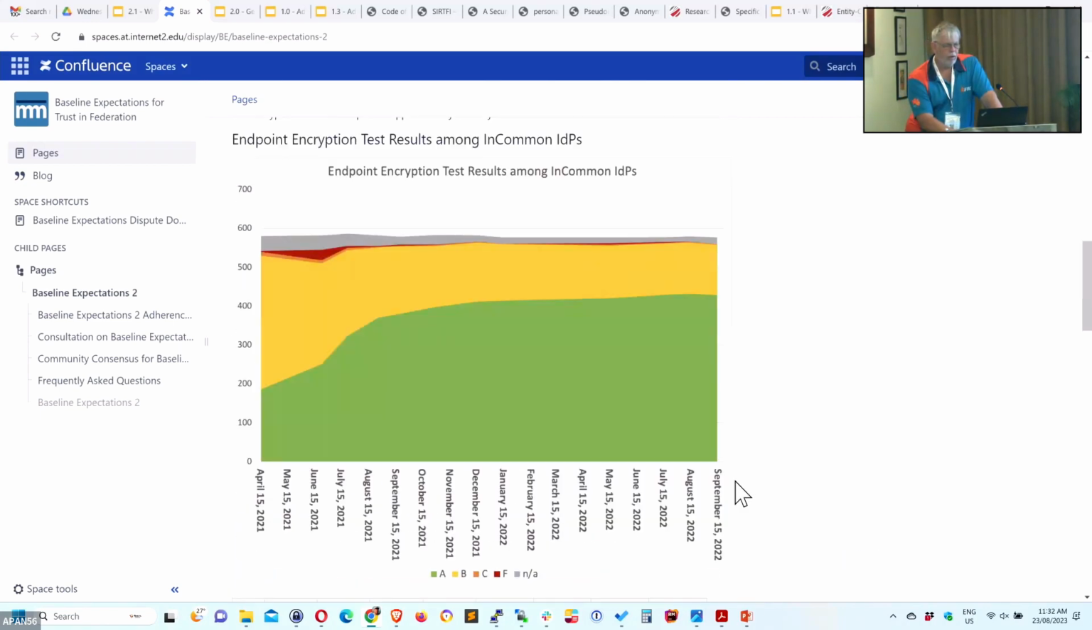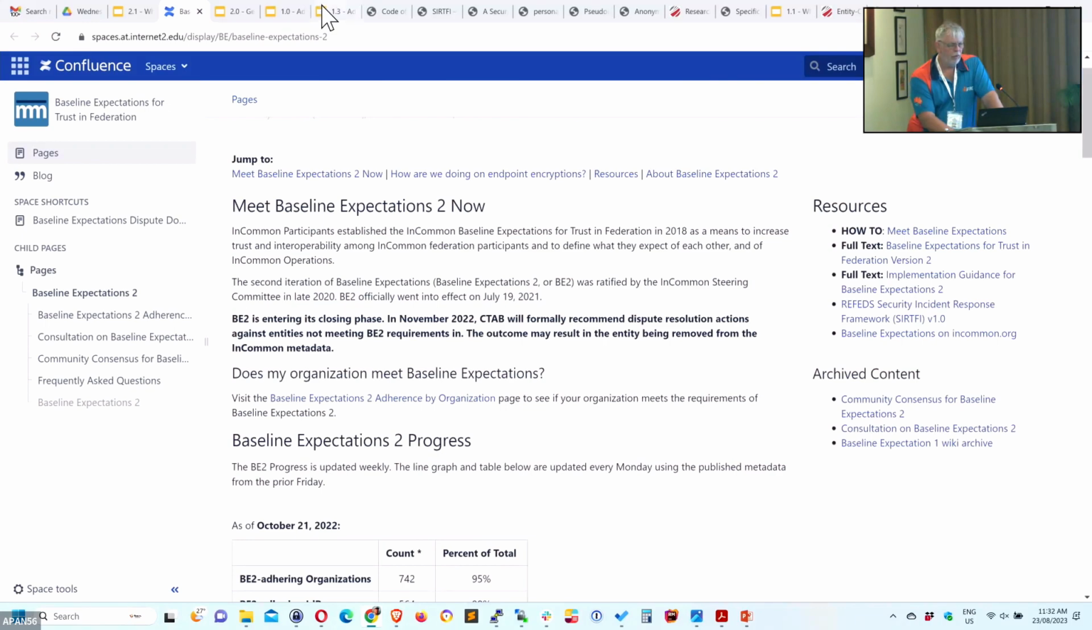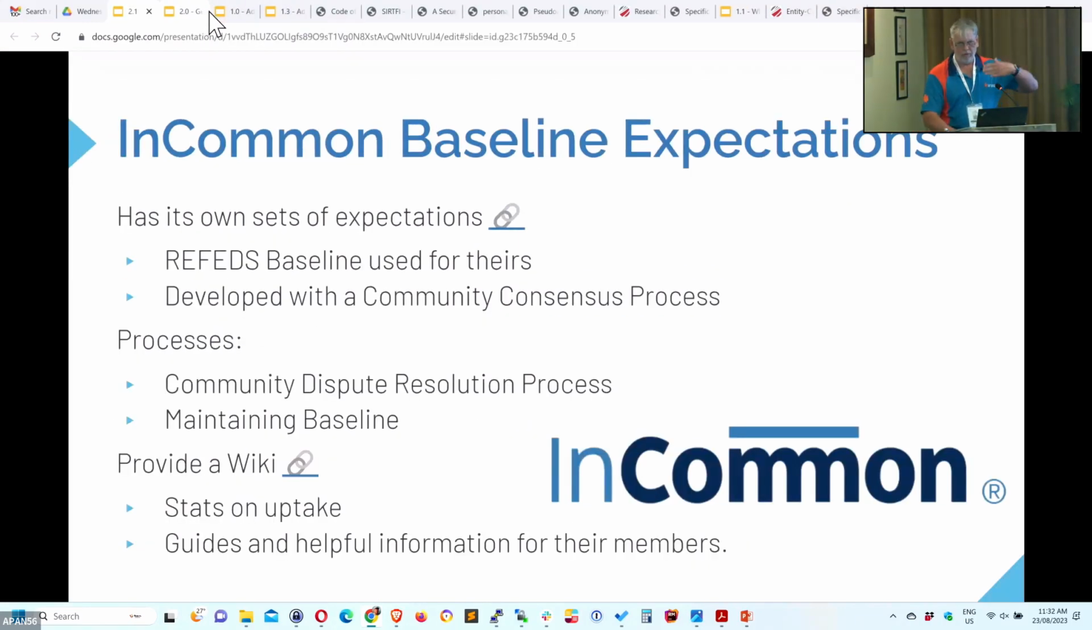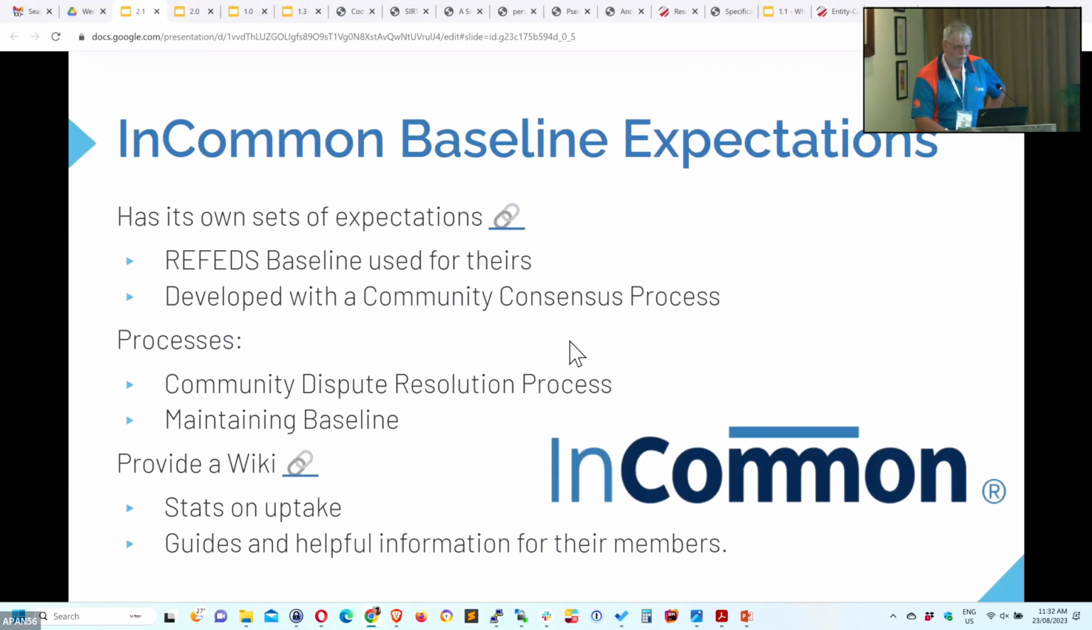The InCommon guys tend to work in batches: they do a project to actually lift everybody at the same time as far as possible.